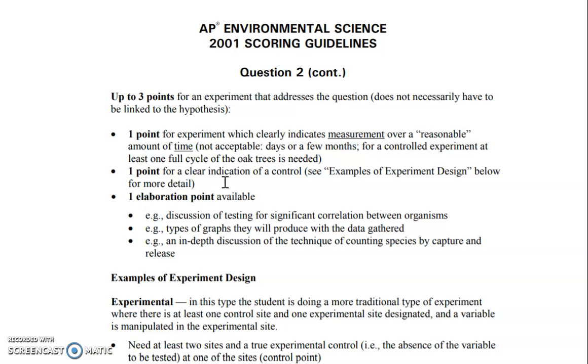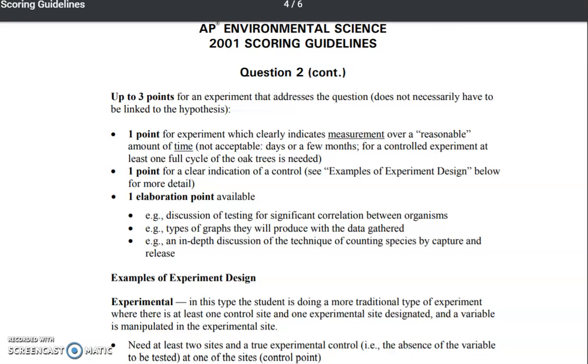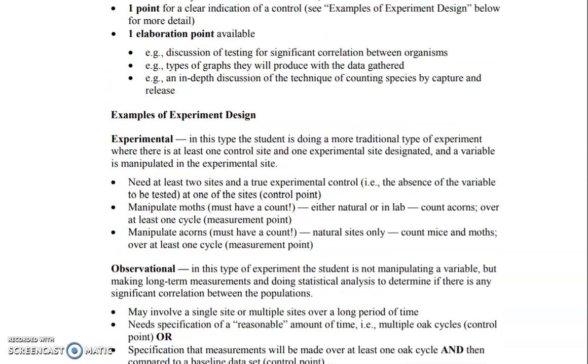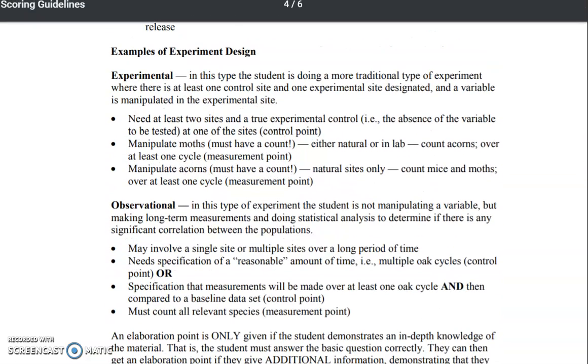A clear indication of what your control is, and this elaboration point is not a valid thing for what we're doing. It just means that if you gave extra information, you could get an extra point. They're not going to do that on your test. I know that. That's an old school kind of APES thing.